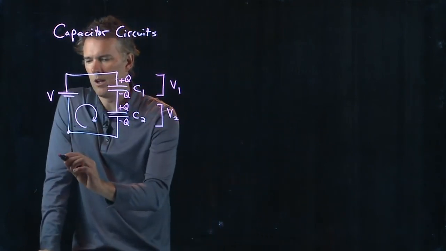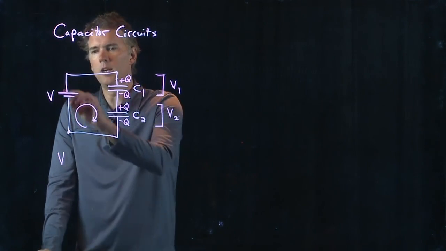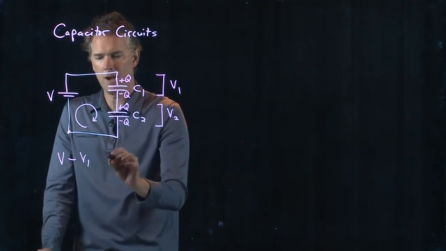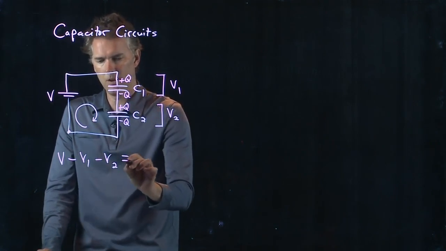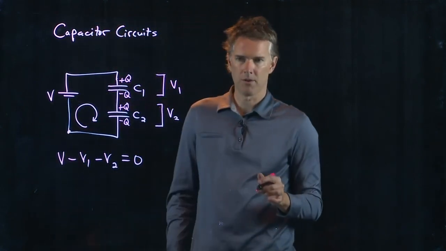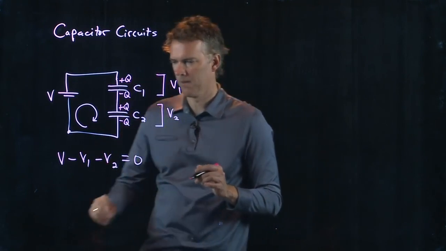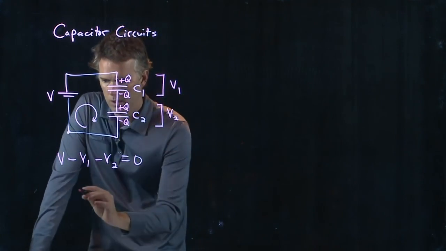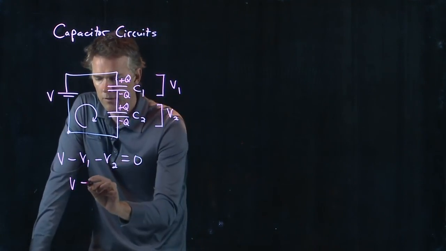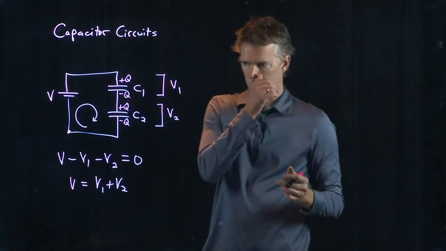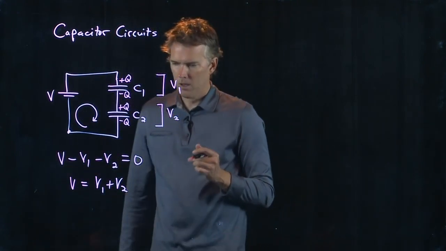And so Kirchhoff's law says the following. V going up minus V1 going down minus V2 going down has to be equal to 0. This is Kirchhoff's circuit law, or his loop rule. If I move the V1 and the V2 over to the other side, then this just becomes V equals V1 plus V2.